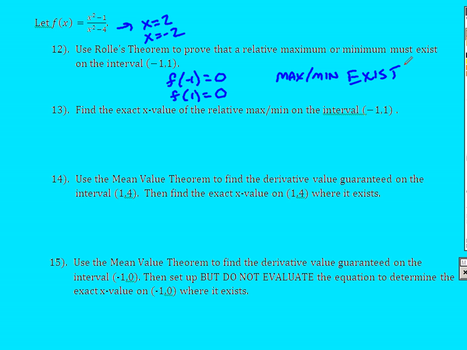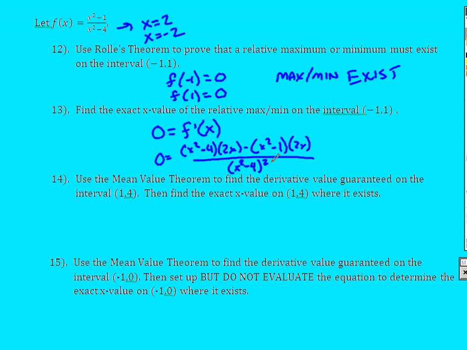Okay, let's find the exact value where it happens. So 0 will equal f prime of x. Let's see if we can find what the derivative is. We're going to use the quotient rule. So it should be low, x squared minus 4, d high, minus high d low, so x squared minus 1 times 2x, all over low squared, x squared minus 4, the quantity squared. When we simplify that, we're going to expand. We end up with negative 6x on the top, and x squared minus 4, quantity squared, on the bottom.